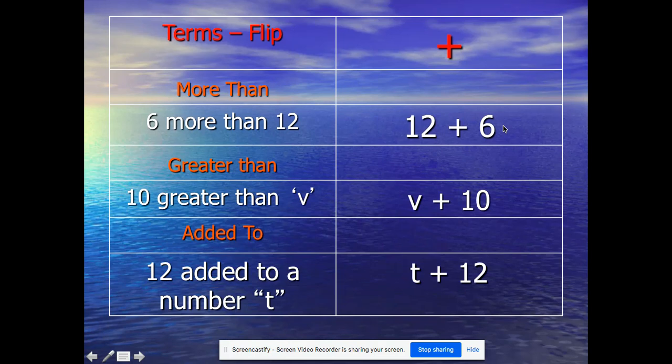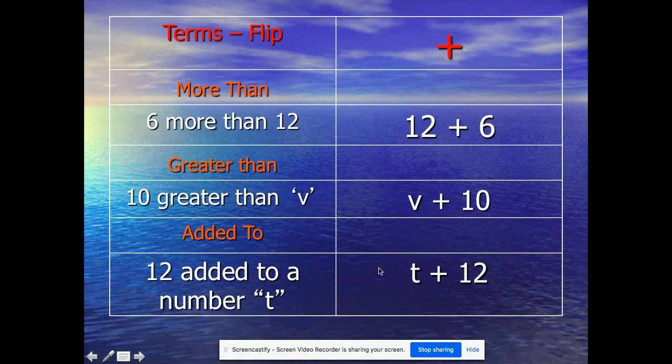In this one, a numerical expression, 12 plus 6, you can simplify that to 18. In the second one, it is a variable expression. V is our variable, and our positive 10 is our constant. This has a coefficient of 1, just because it's 1V. And then in the last one, this is another variable expression. It's got a variable of t. It's got a constant of positive 12 and a coefficient of positive 1.